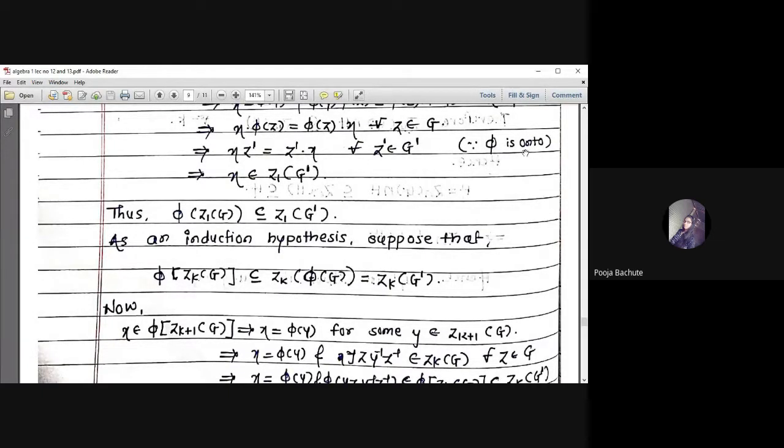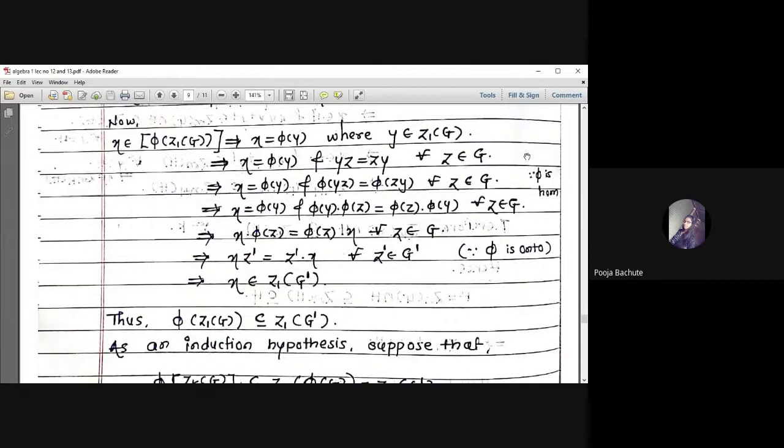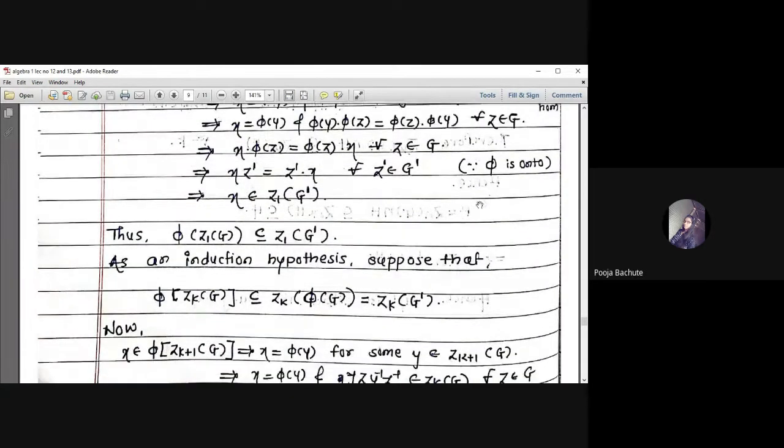Since phi is onto, okay, phi is onto means what? The whole range set is equal to codomain. Every member in the codomain has a pre-image in the domain. Okay. So phi is onto here. That's why for all z dash belongs to g dash we take up.